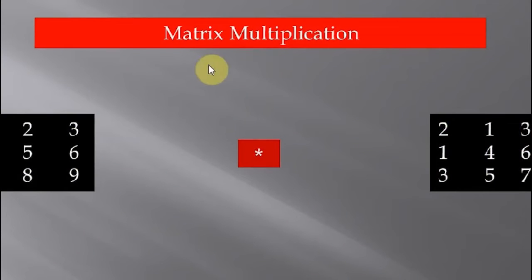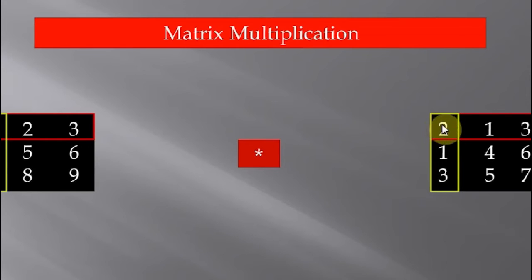Okay, matrix multiplication. What happens in matrix multiplication is there are two matrices and we are supposed to multiply them. The logic of multiplying is entirely different from that of matrix addition. First we choose the row of the first matrix, and we will be multiplying the first element of the first matrix, that is the element at the first row, first column, with the element at the first row, first column of the second matrix.